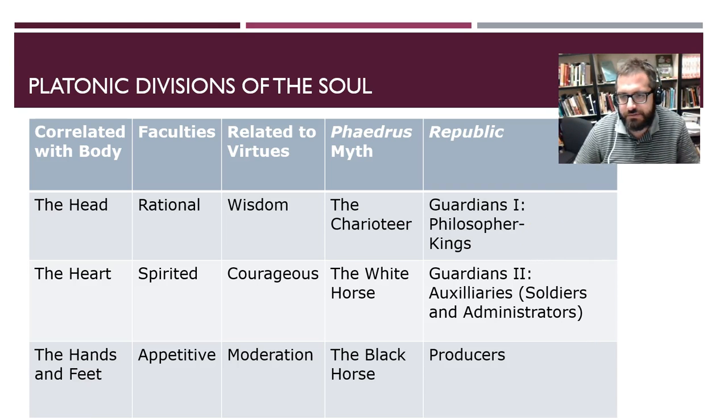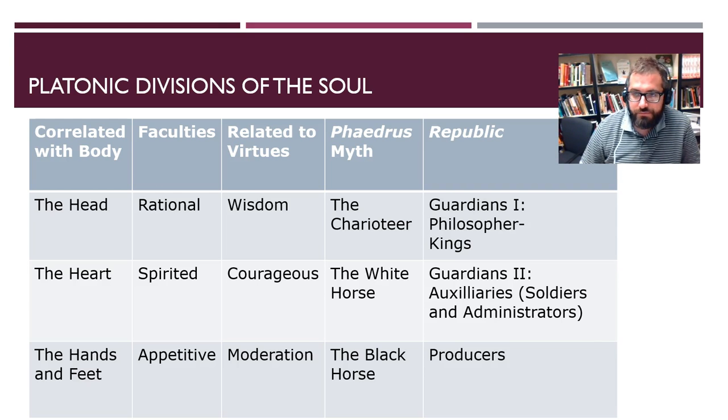Plato, or Socrates, we can't always distinguish between Plato and Socrates, suggests that a city can only be just when it is ruled by philosophers, perhaps selfishly, because Plato is, of course, a philosopher, but also because only philosophers are capable of understanding what justice is. They're capable of seeing the forms, the ideas. And since only philosophers are capable of understanding what justice is, they're going to have to be put in charge of the city.